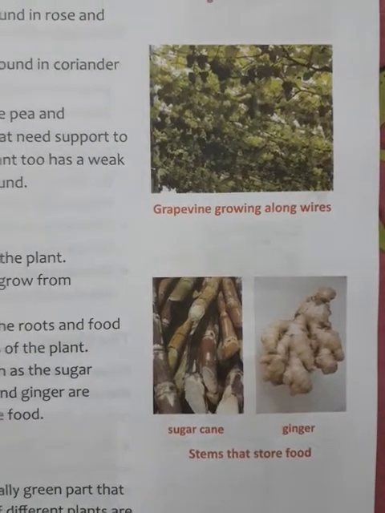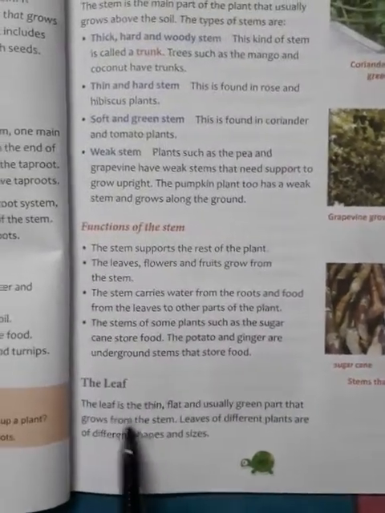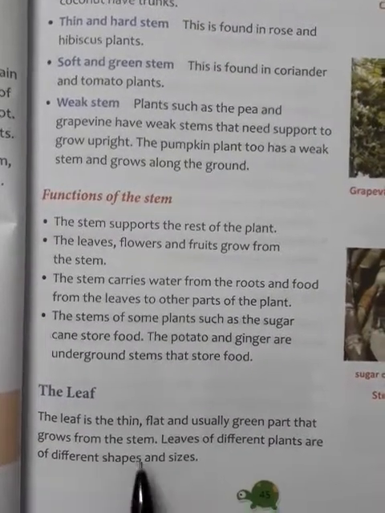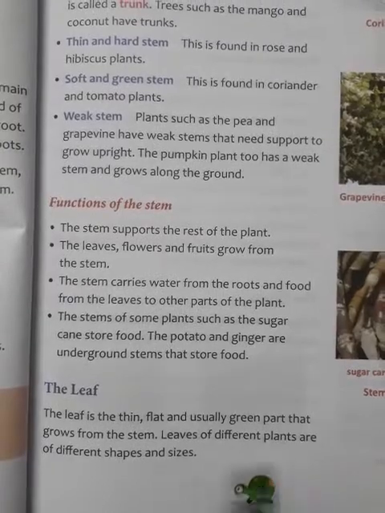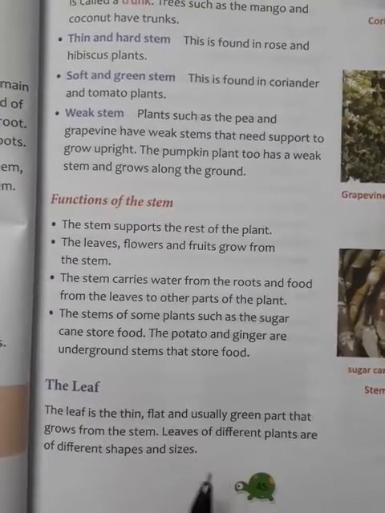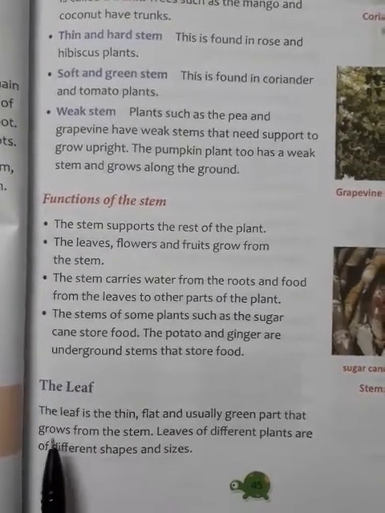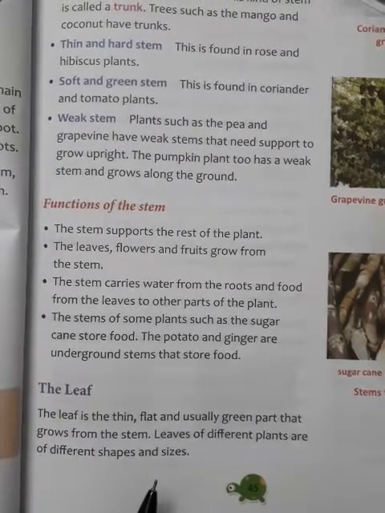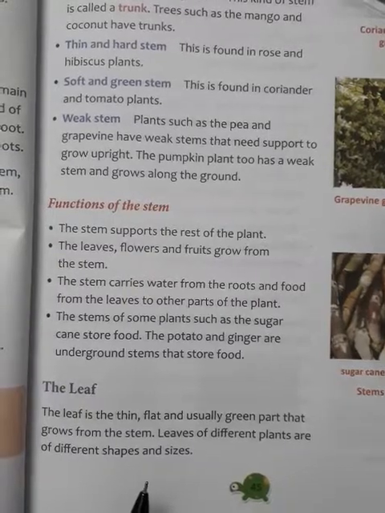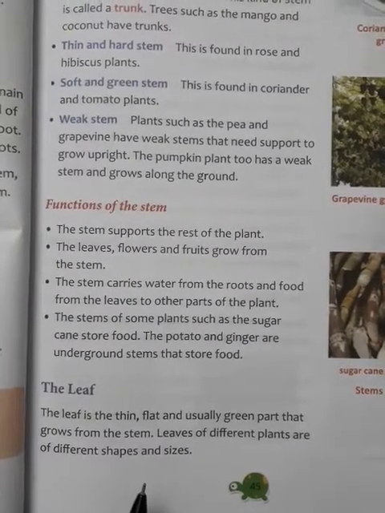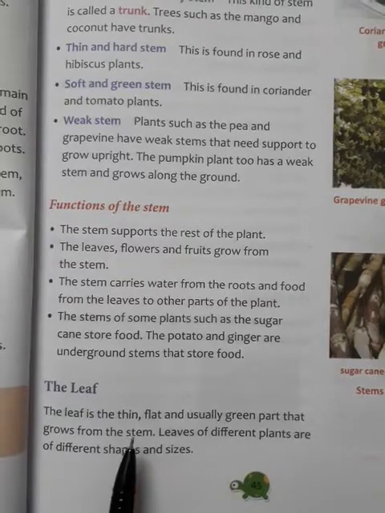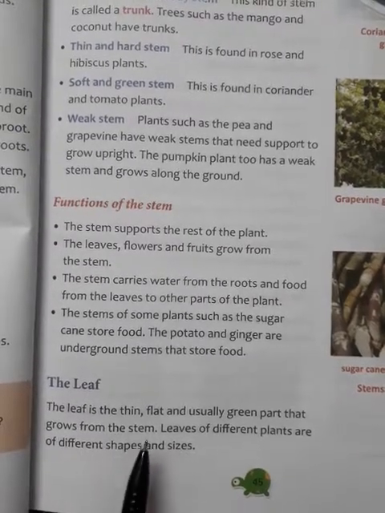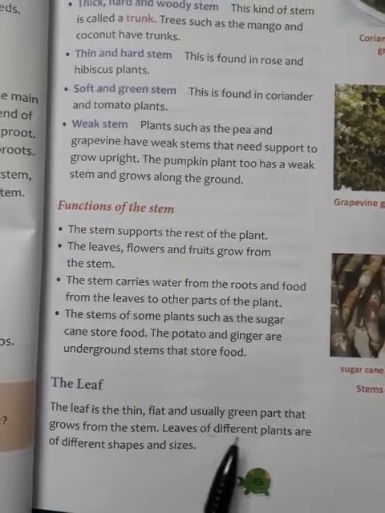Now we come on to the leaf portion. The leaf is a thin, flat and usually green part that grows from the stem. Leaves of different plants are of different shapes and sizes. So here we have the leaf. What are leaves? The leaves are the green part of the plants. They are of different shapes and sizes. Some plants have small leaves, some have very big leaves, some have medium leaves and so on. Some have compound leaves, some have simple leaves and so on. And they are thin, flat and usually green parts of the plant.